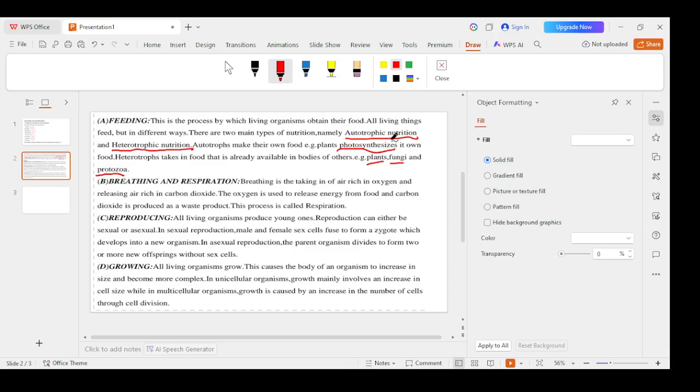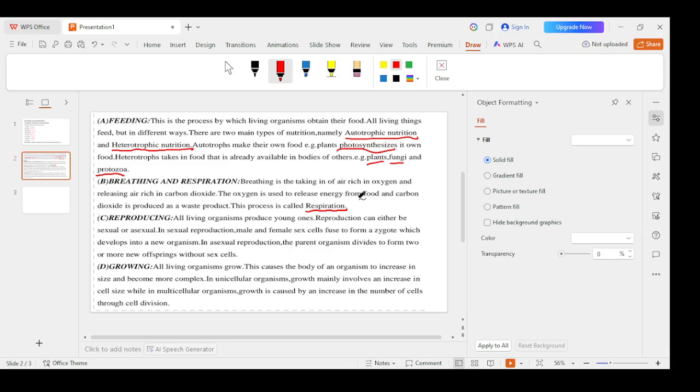Right now, we are alive because of one thing, and this thing is what we call breathing. It's the taking in of air rich in oxygen and releasing air rich in carbon dioxide. This oxygen is used to release energy from food, and carbon dioxide is produced as a waste product, and the whole of this process is what we call respiration. The whole of this process is what we call what?